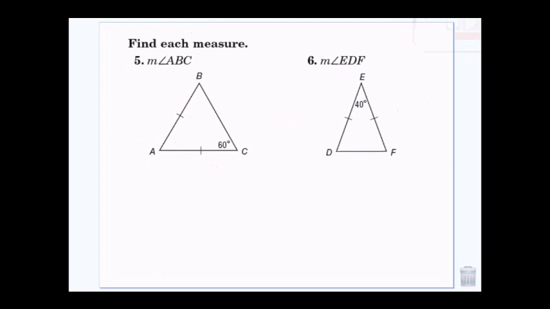We need to find each measure. So we want to find ABC. That's this one right here. How much is that one? 60. Okay. I want to find EDF. That's this one right here. Well, I know these two are the same, right? So that's going to be the same as this one. So that makes that 70 and that 70. Well, if this was 60 and this was 60, this one's just for giggles. Okay. Not too bad on these.